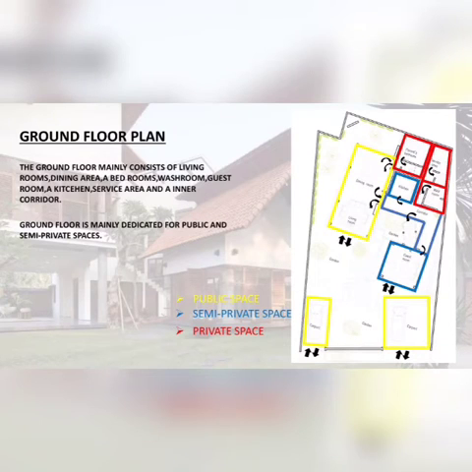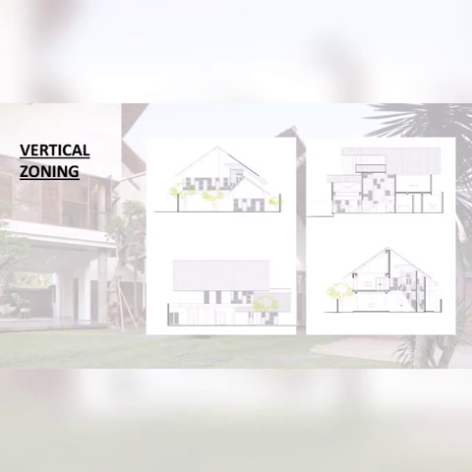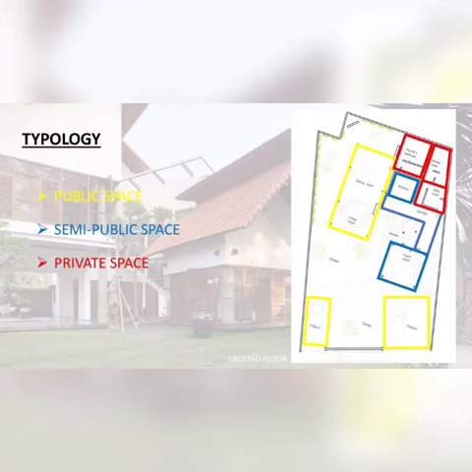This is the ground floor plan. The ground floor plan mainly consists of living rooms, dining area, bedroom, guest bedroom, washroom, kitchen, service area and an indoor courtyard. The first floor is mainly for private spaces. This includes a master bedroom, 4 other bedrooms, a washroom and an inner corridor. This is the vertical zoning of the house. Also, horizontal zoning.